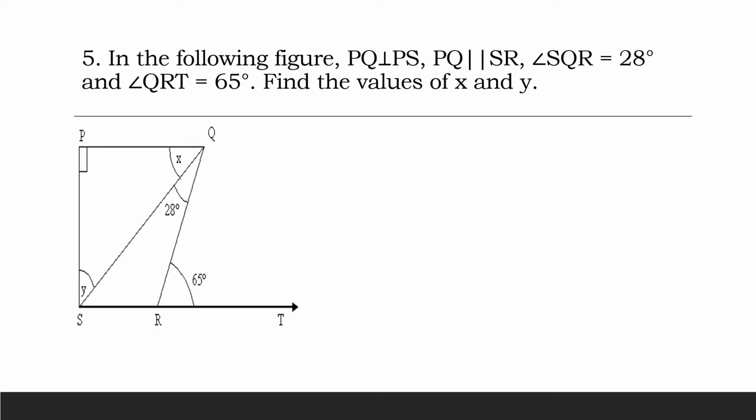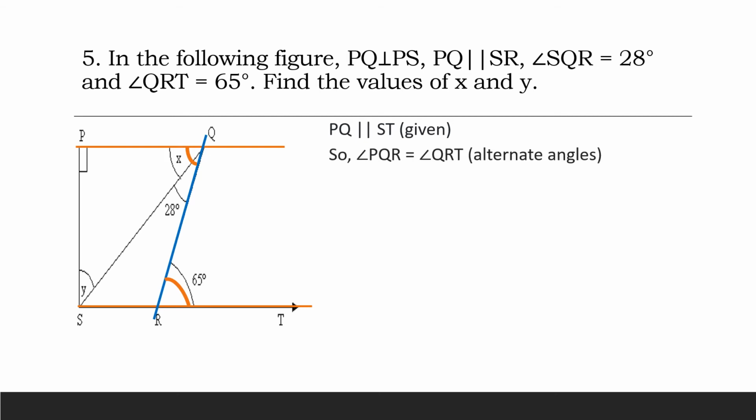So it is given that PQ is parallel to ST. So look at the figure, ST and PQ are parallel lines, and we have a transversal QR. QR is the transversal. So what all angles are equal? Alternate angles are equal, isn't it? So this angle, 65 degrees, is equal to that angle PQR. These two angles are equal because they are alternate angles.